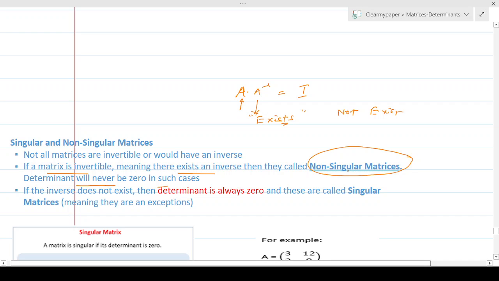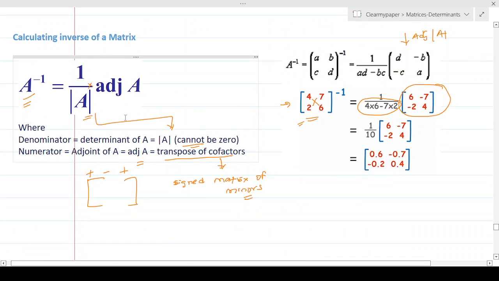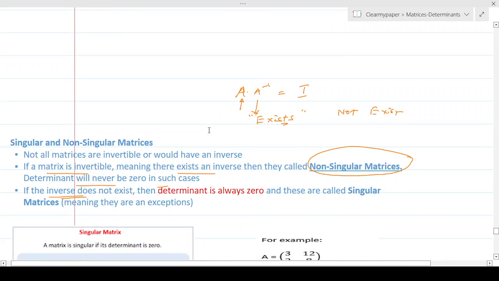On the contrary, if the inverse of a matrix does not exist, meaning the given matrix is not invertible, then the denominator at the bottom becomes 0, and hence the inverse does not exist. In that case, such matrices are called singular matrices. If you take this word literally, singular, they are exceptions. They are singled out. There are some matrices which are exceptional cases, which cannot be inverted. They are not invertible, and hence the determinant is always 0. These matrices are called singular matrices.